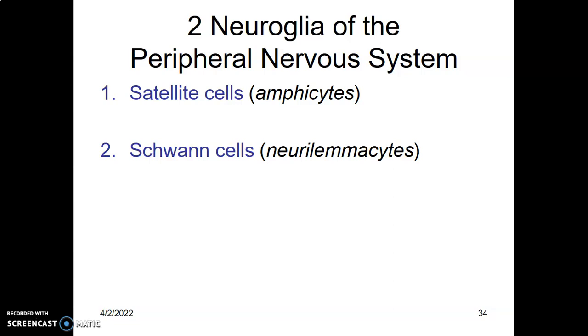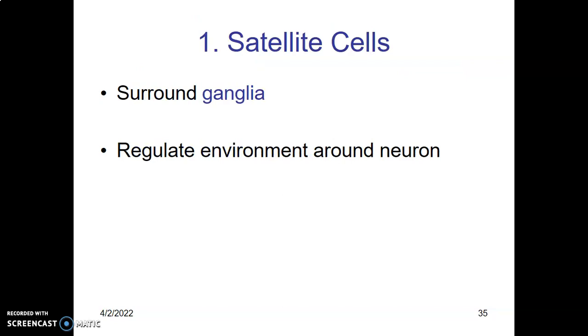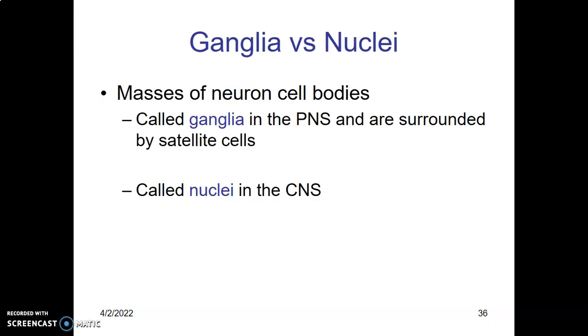So the peripheral nervous system has two types of neuroglial cells: the satellite cells, which are the amphicytes, and the Schwann cells, which are also called the neurolemmocytes. The satellite cells are support cells within the ganglia. They regulate the environment around the neuron, ensure a good metabolic environment, and regulate nutrients, oxygen, and carbon dioxide around the ganglia. So satellite cells are support cells of the peripheral nervous system found within the ganglia, like the dorsal root ganglion.